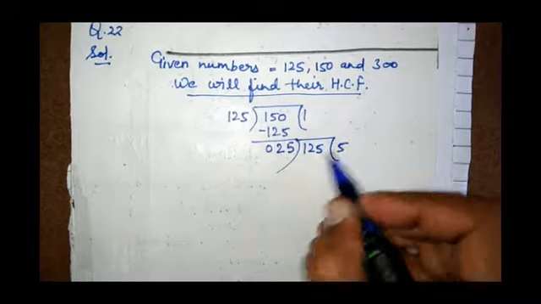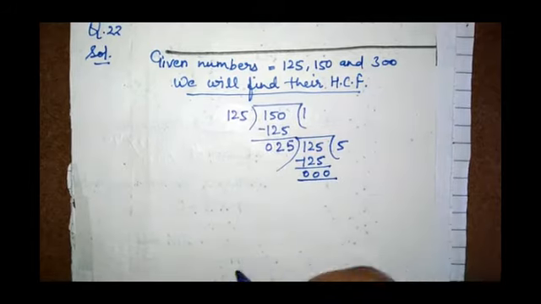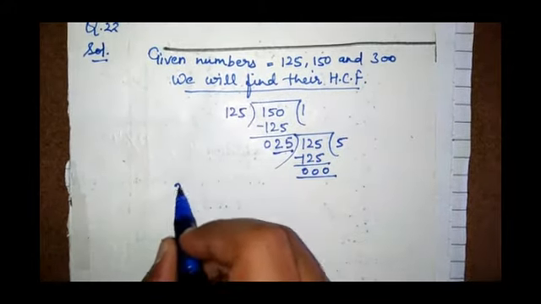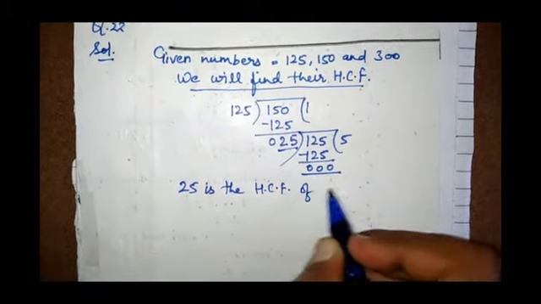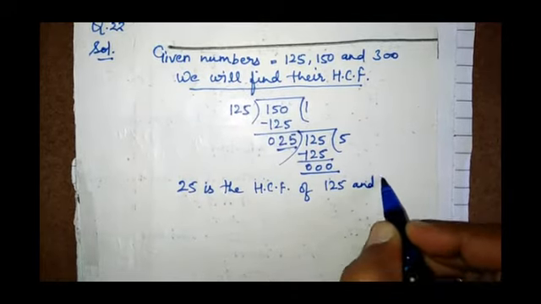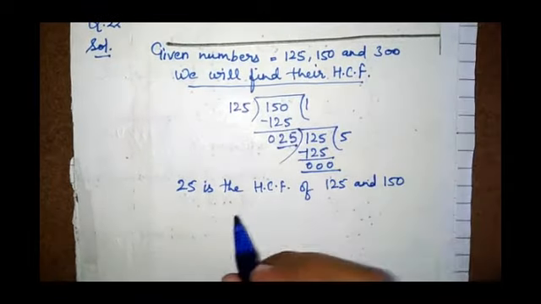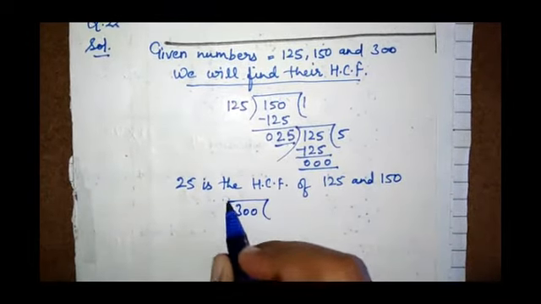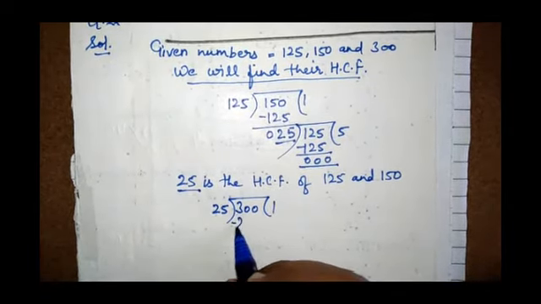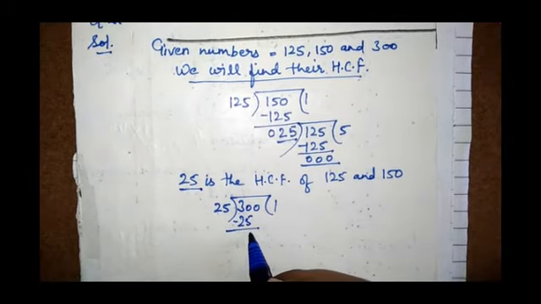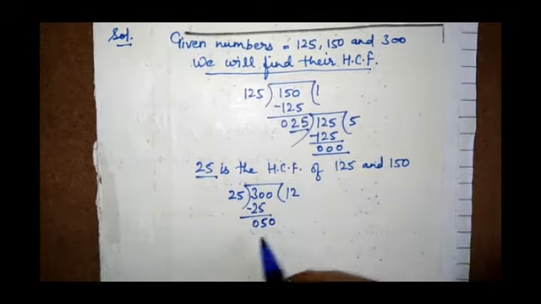So 25 fives are 125. It will be divided completely, remainder is 0. That means 25 is the HCF of 125 and 150. Okay, because we had taken only two numbers first. Now we are left with 300, so we'll divide 300 by the HCF which we have got, that is 25. So it will be divided 1 time, 25. 10 minus 5, 5, 2 minus 2, 0. We'll copy down 0. 25 twos are 50.